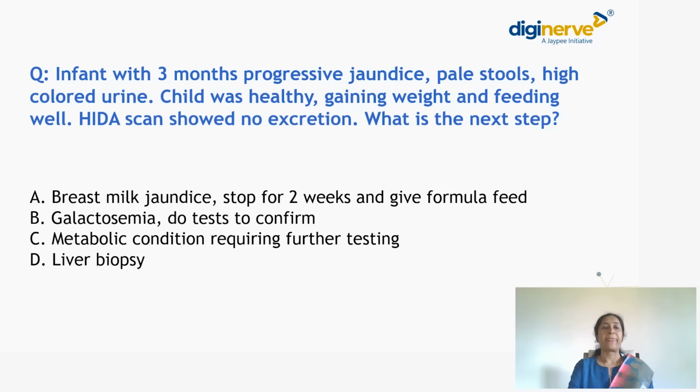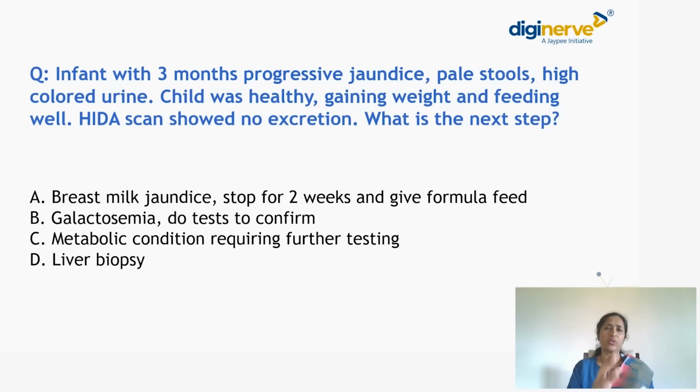Next question. An infant comes with 3 months of progressive jaundice, pale stools, and high colored urine. The child was healthy and gaining weight, feeding well. The HIDA scan showed no excretion. What is the next step?